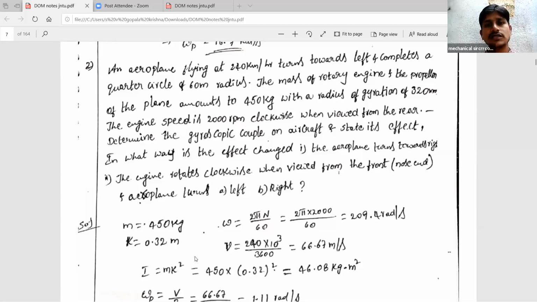So V is there and omega is there, and I means what is the formula for I? That is m k square. The mass value is already given and the radius of gyration is there, so 450 into 0.32 whole square. When we make the calculation, we get 46.08 kg meter square.